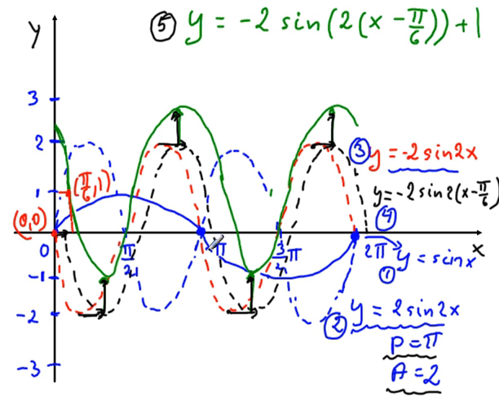So the entire graph, to summarize, was stretched vertically by a factor of 2 and reflected in x-axis. The period was compressed from 2 pi radians to pi radians, so by a factor of 2. The graph was also shifted pi over 6 radians to the right, and then the entire wave was moved up by 1 unit.